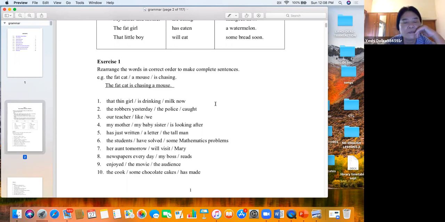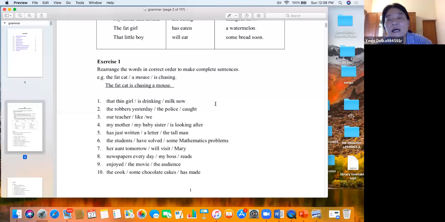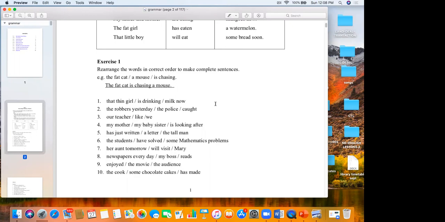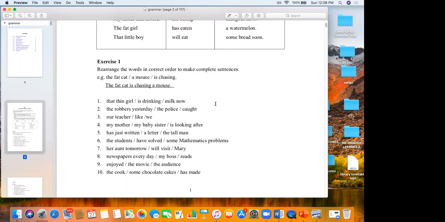What about number 7? Mary will visit her aunt tomorrow. That's correct. Mary is the subject. Will visit is the verb. Her aunt is the object. Tomorrow is an adverb.